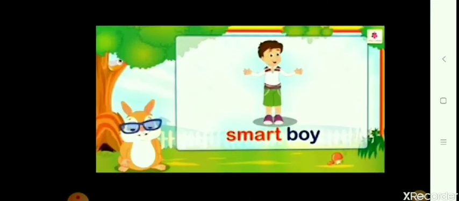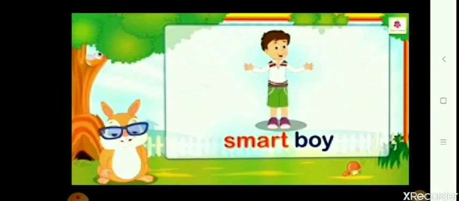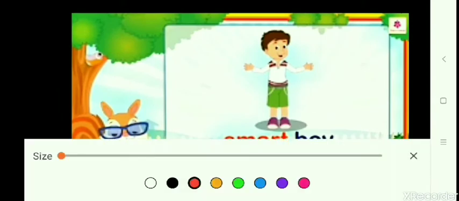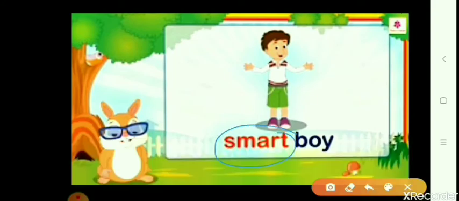For example, smart boy. Now, children, smart is the adjective here. Smart is the adjective and boy is the noun. Smart boy. Smart is the describing word. The word smart describes this picture of the boy. So, the boy is smart.